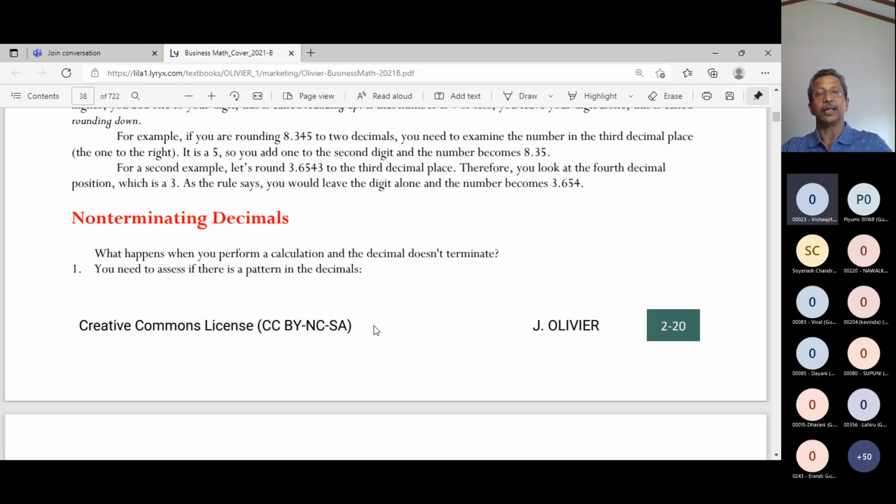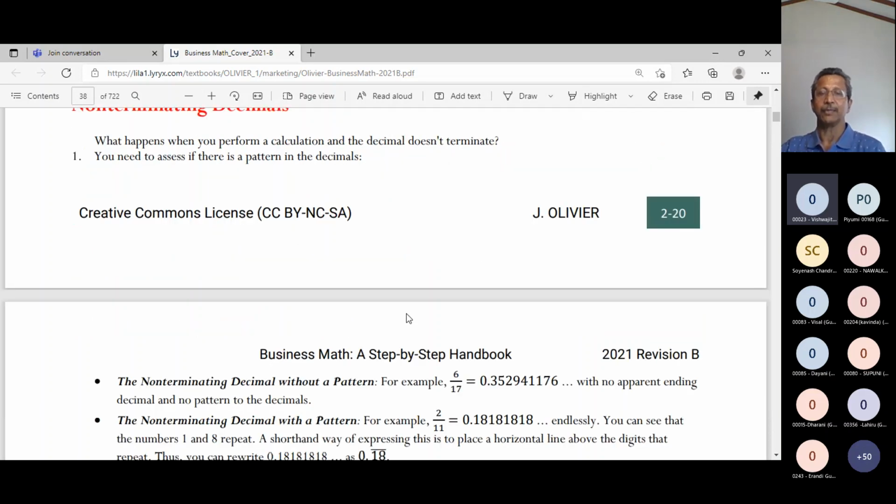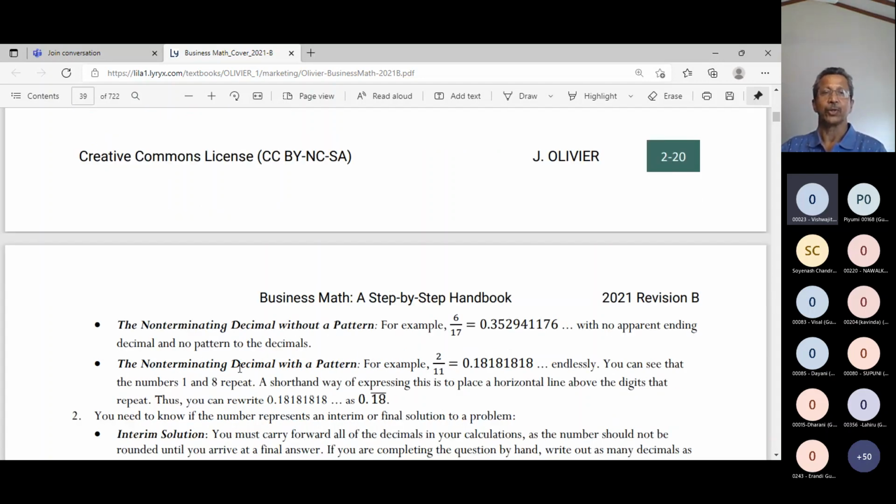Right? Non-terminating decimals. Now some decimals, if we divide 1 by 3, the decimal never ends. 0.3333 keeps coming. Right? Okay. So, the non-terminating decimal without a pattern. There is no pattern, but the number does not end. For example, dividing by 17 gives 0.3452176 and it keeps going. So there is no apparent ending decimal and no pattern to the decimals.